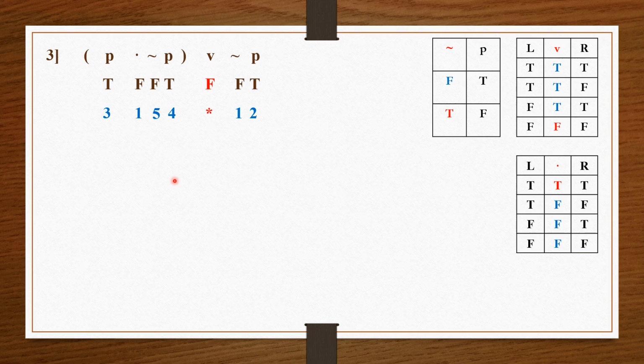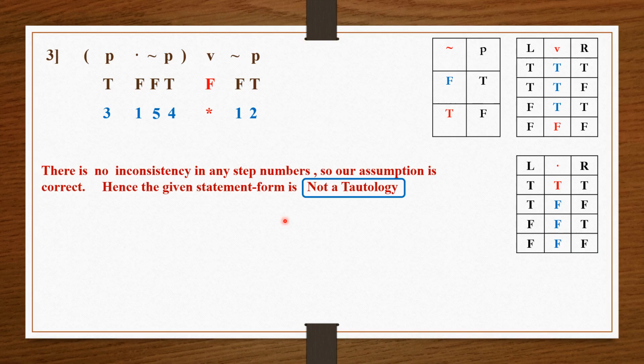I will have to check whether it has violated any rules of logic, whether there is any inconsistency. P's values are correct. The rules used are correct. If the left is true and the right is false, then the conjunction is false. It's correct. This rule is also correct. So there is no inconsistency. So our assumption is correct. It is F and not T. So the given statement form is not a tautology.